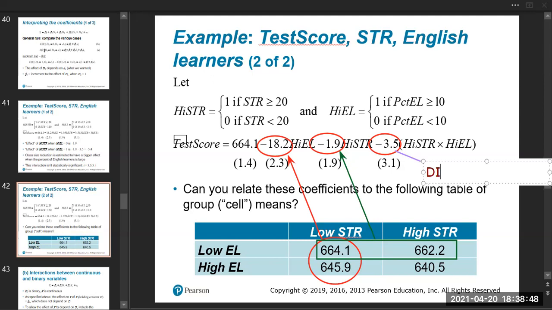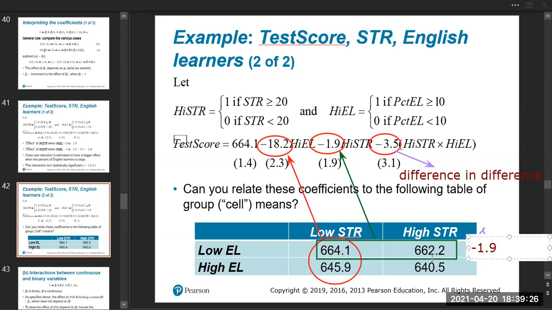I can think of beta 3 as difference in difference. Difference in difference is a very common term in econometrics if you go to graduate school. So what does difference in difference mean? If you calculate the difference between each row, the first difference we already know is minus 1.9, right? Because it is the difference between low STR and high STR, given that English learner is low. That is the effect, that is the coefficient in beta 2.